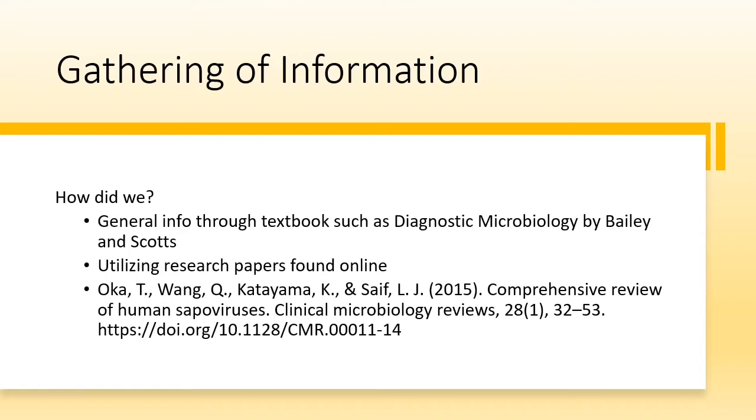Some of the other viruses in this family include the norovirus, which is the more well-known virus in this family, and another lesser known virus, hepatitis E. To get more specific for the Sapporo virus, we looked at some research papers online and found one written by Tomoichiro Oka, Kihong Wang, and Kazuhiko Katayama. Their study was called A Comprehensive Review of the Human Sapporo Virus.